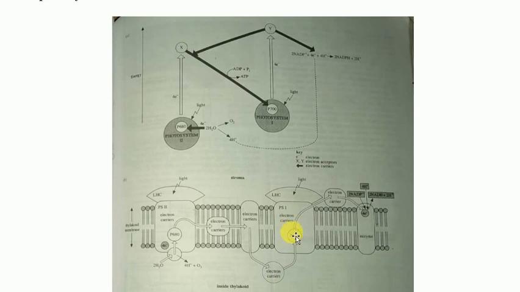So at the same time, the electron is ejected from photosystem 1 to go to reduce NADP, and at the same time the electrons ejected from photosystem 2 go to replace electrons in photosystem 1. So as you can see here, the route of electrons from here, they go to reduce NADP in the presence of enzyme.